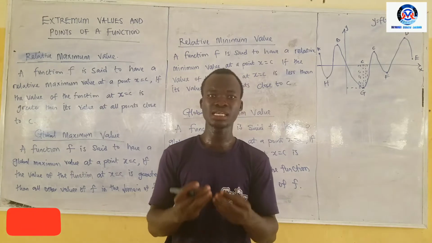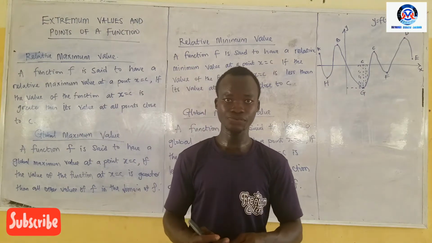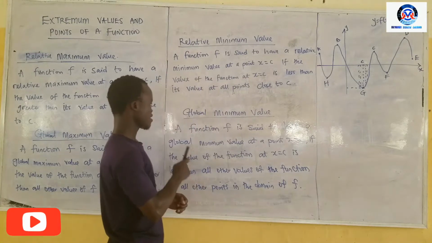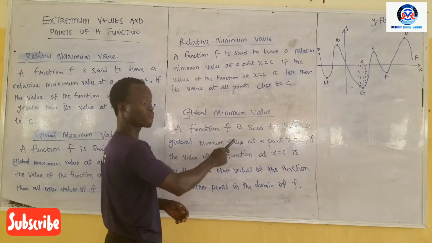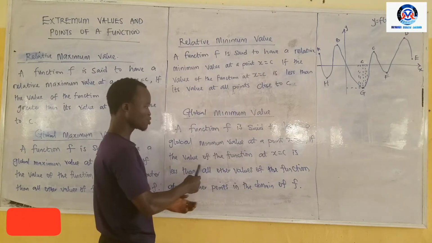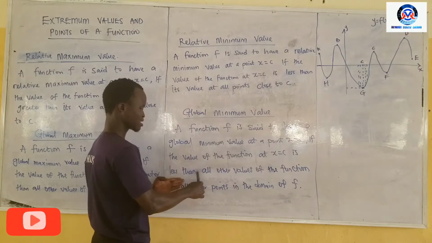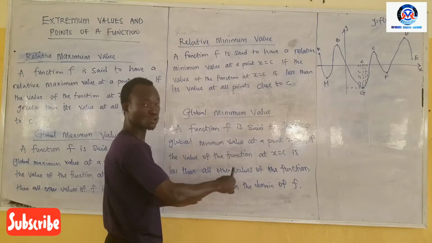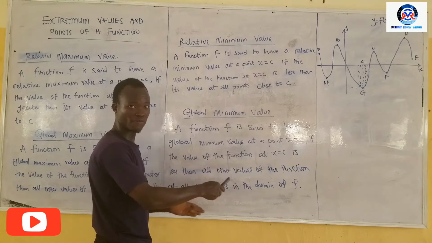Then we say that f has a relative minimum value. Also, a function f is said to have a global minimum value at a point x equals c if the value of the function at x equals c is less than all other values of the function at all other points in the domain of f.